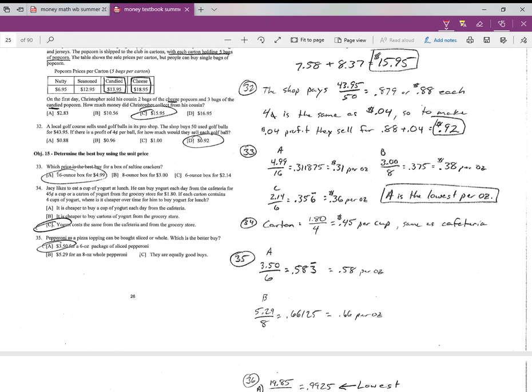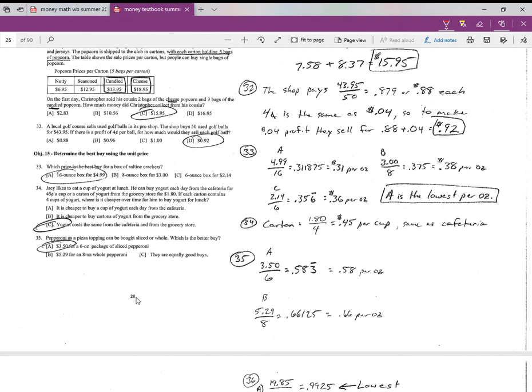Okay, here's a video for objective 15 in the money textbook. So if you don't have your money textbook, hit pause, go grab your money textbook, and it will be on page 26 for objective 15. Objective 15 says determine the best buy using the unit price.